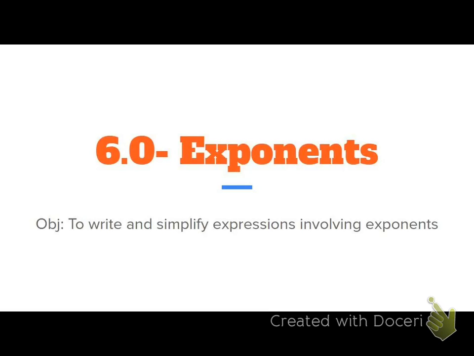We are starting a new chapter, and some of you might be happy to know that this chapter doesn't really involve graphing. So we're going to take a break from that. We are going to talk about exponents. So to write and simplify expressions involving exponents. Get our objective down. We'll do the warm-ups on the next slide.